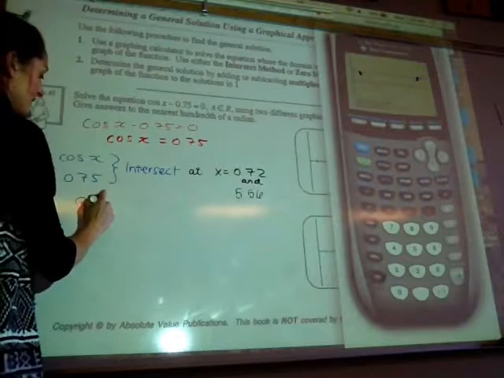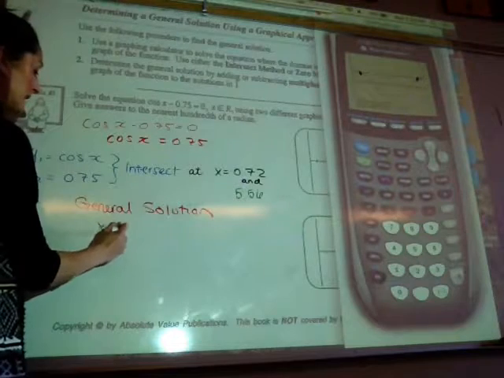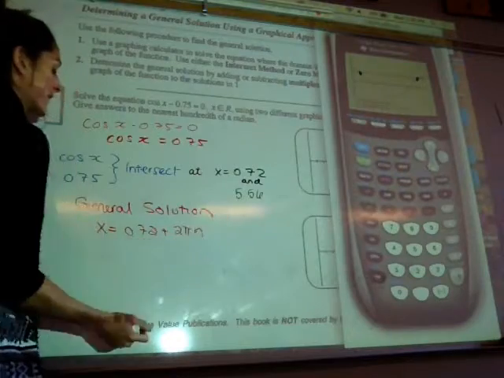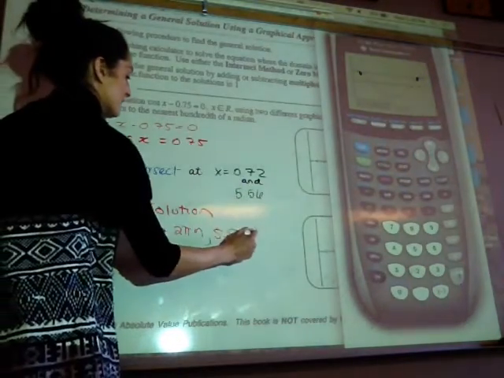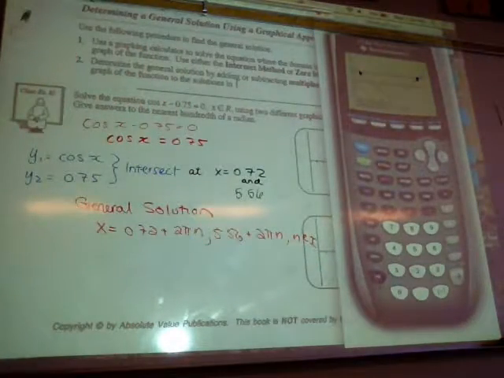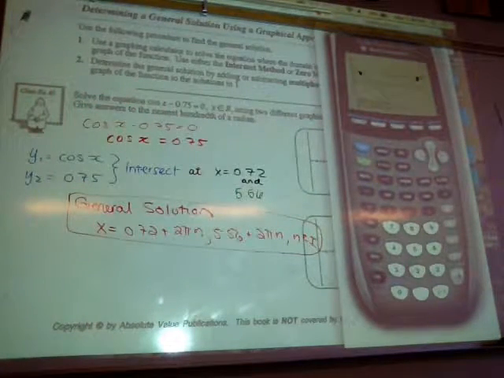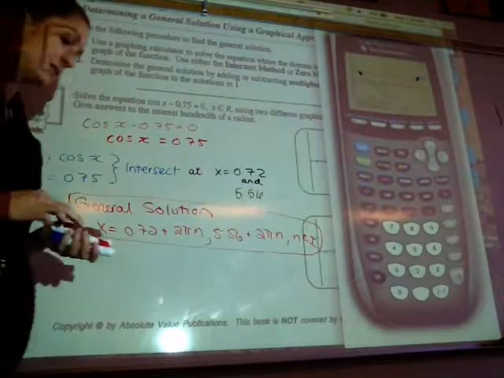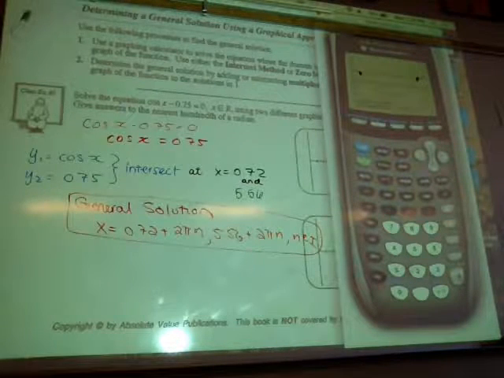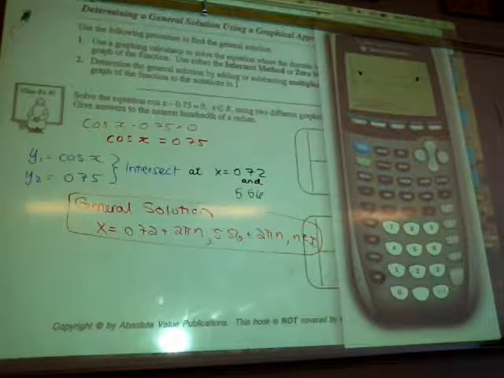Okay, so the general solution will be x equals 0.72 plus 2 pi n and 5.56 plus 2 pi n, where n is an integer. Okay, so that's the intersection method. Now we're going to use the x-intercept method, or the 0 method.